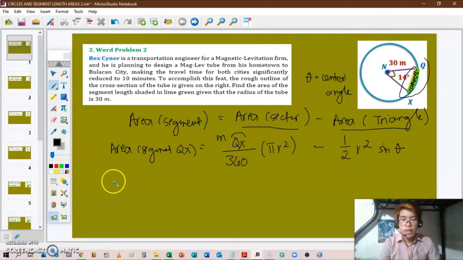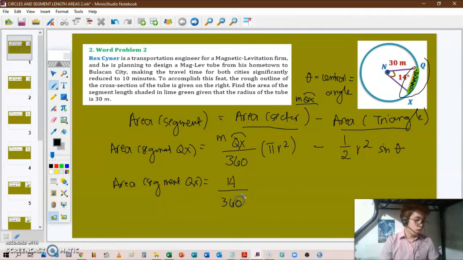To solve for the area of segment QX, the measure of QX is simply 14, since the measure of the central angle is congruent to the measure of its intercepted arc QX. So 14 over 360 multiplied by pi, and r is 30, squared, minus 1/2 times 30 squared times sine of 14.